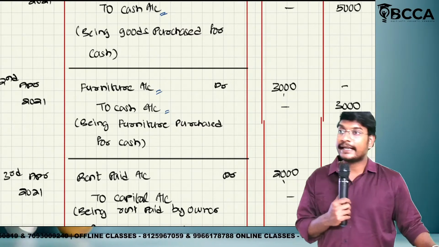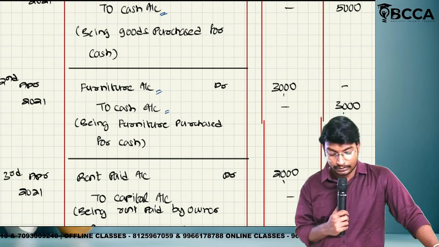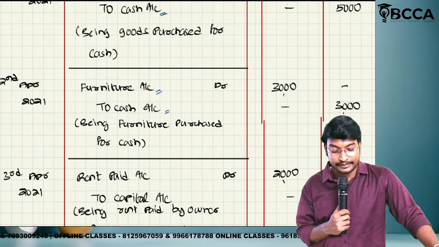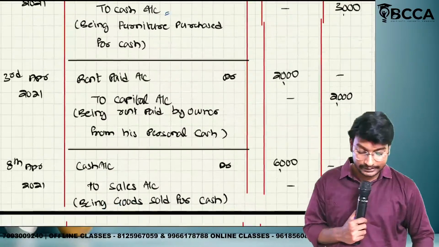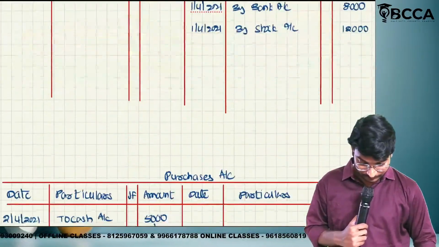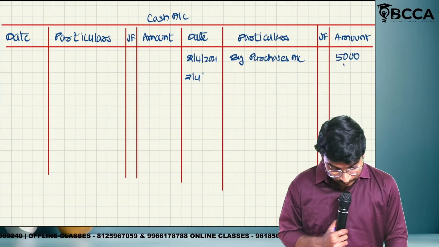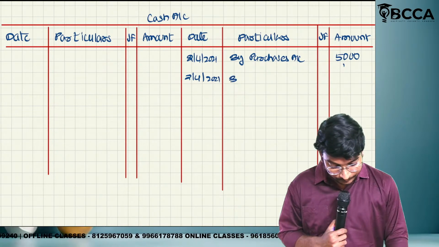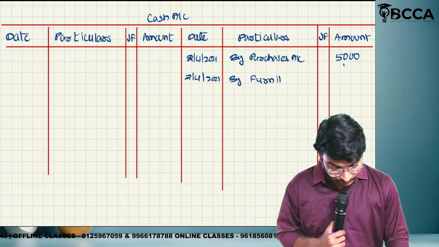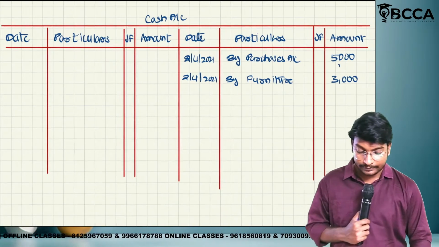In the cash account, do we need to open it again? No, because we have already opened the cash account, so it is sufficient. In the cash account, do we record on the credit side or debit side? Credit side. By furniture. How much? 3,000. So same date, 2/4/2021, buy furniture. What is the amount? 3,000. Which account do we need to open? Furniture account.